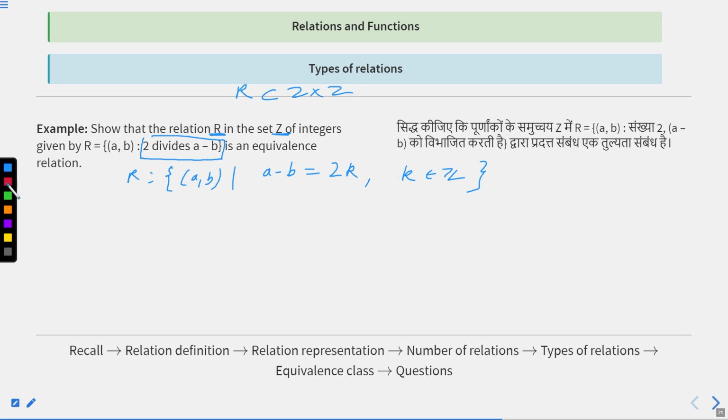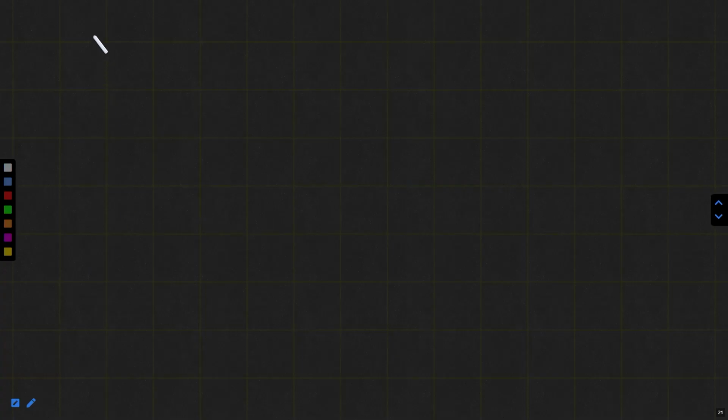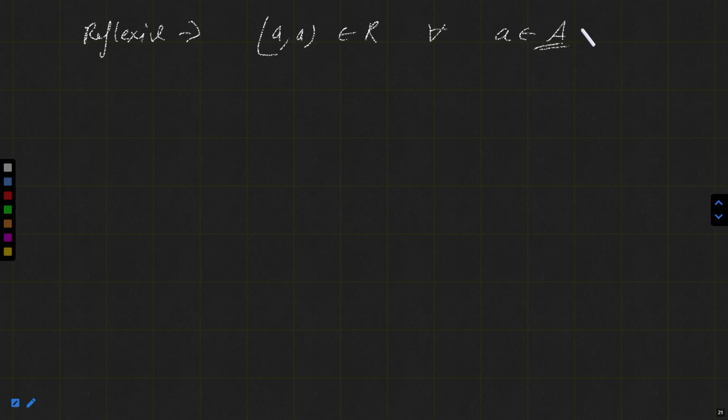Now, we need to show that this relation is an equivalence relation. First of all, we need to show that it is reflexive. The definition of reflexive is that (a, a) must belong to the relation R for every a belonging to the set A. In this case, my set A is the set of integers. So I have to show that (a, a) belongs to the relation R for every a belonging to the set of integers.